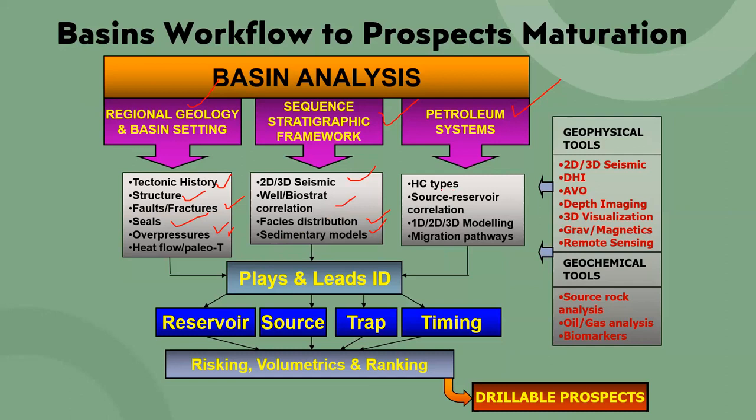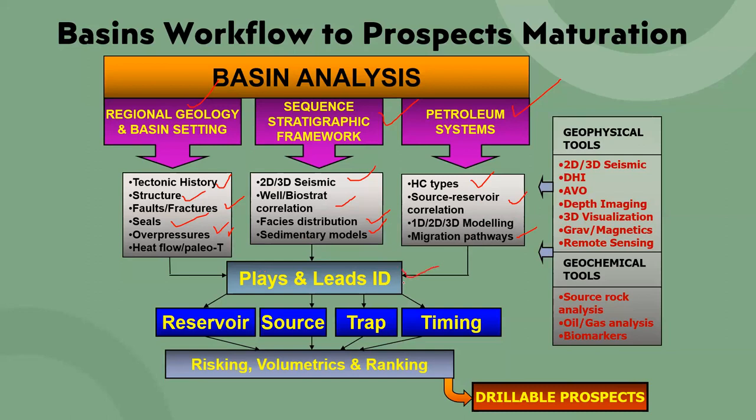The petroleum system is very straightforward. You have to look at the hydrocarbon types, and whether your source and reservoir correlate with each other or not, because sometimes you have the source but your reservoir is not there. And sometimes you have both source and reservoir, but there is no connection or migration. So we have to come up with this petroleum system. And finally, you will look at the migration pathway in the petroleum system as well. From all these three methods, the regional setting, sequence stratigraphy, and petroleum system, you will come up with the play and lead ID.